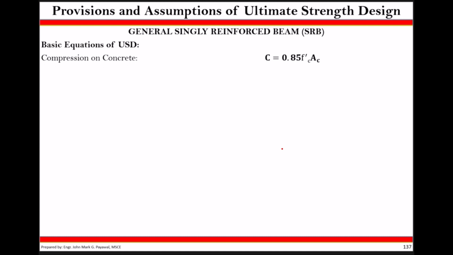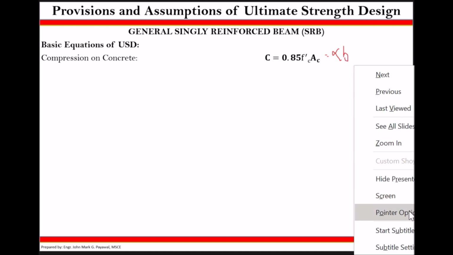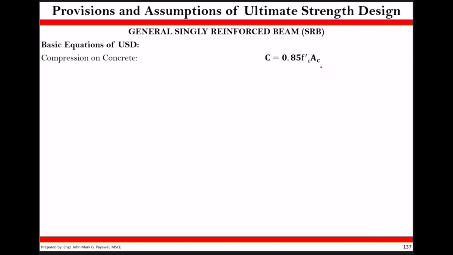Di ba napakita ko na kanina that it is equal to 0.85 FC prime multiplied by the area of your concrete. Ano yung area ng concrete? Pwedeng equal to alpha multiplied by base kapag rectangular. Kapag different yung shape, i-denote mo na lang kung ano yung shape of your concrete. 0.85 FC prime is constant. Again, that's only taken from the figure a while ago.